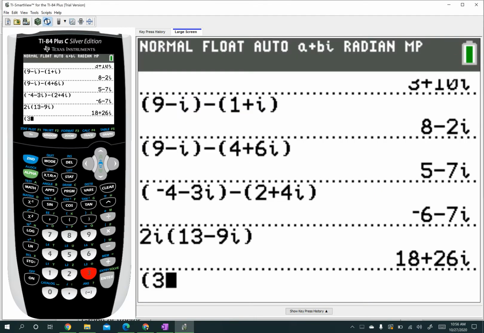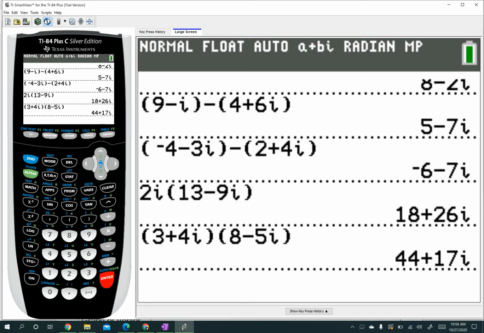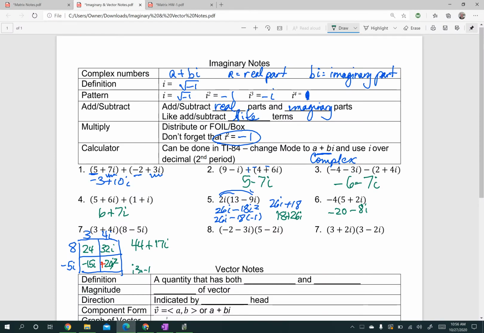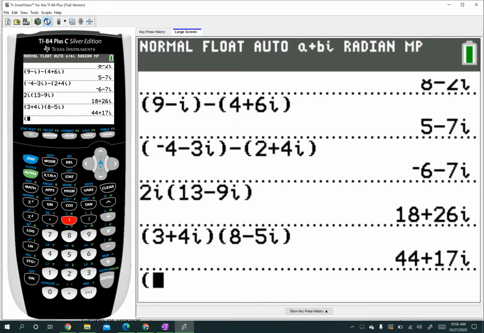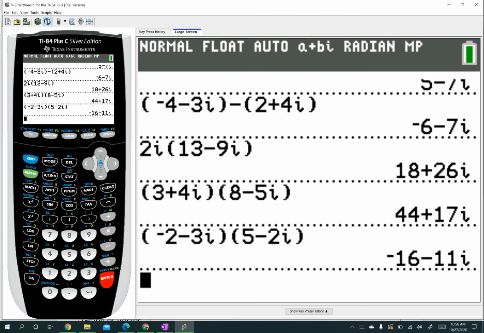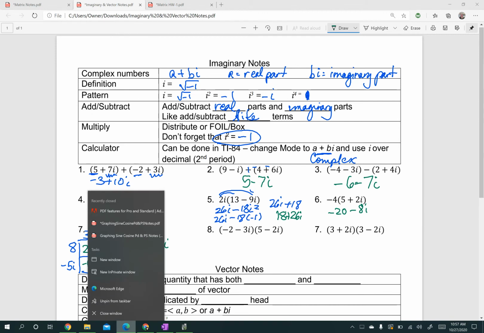So 3 plus 4i times 8 minus 5i. I make mistakes, so obviously you want to check me. So 44 plus 17i, which is what I got. So we'll put the next one in. Negative 2 minus 3i and 5 minus 2i. So negative 16 minus 11i.